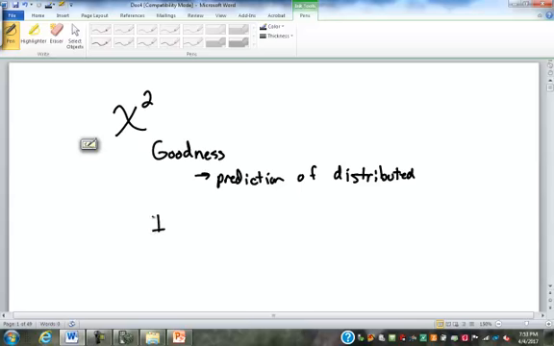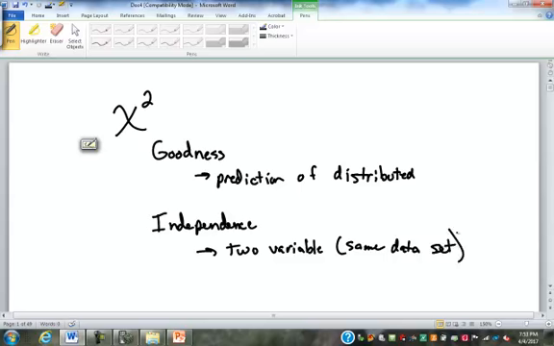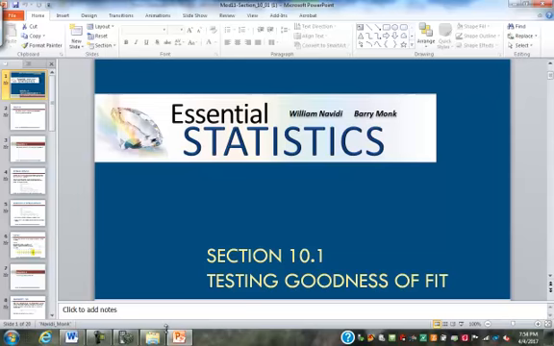And then there's the test of independence. In independence, we're looking at two variables applied to the same set of data, and seeing if the value or the result of one variable has an effect or alters the distribution of the other variable. So let's go ahead and we'll start out here looking at goodness of fit.